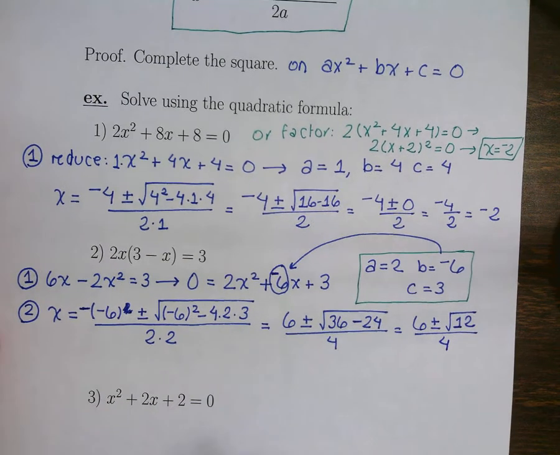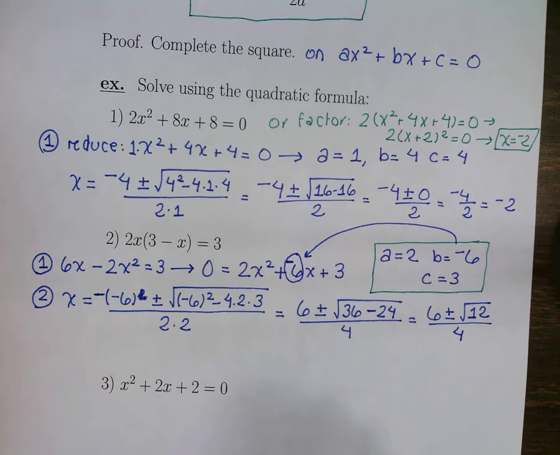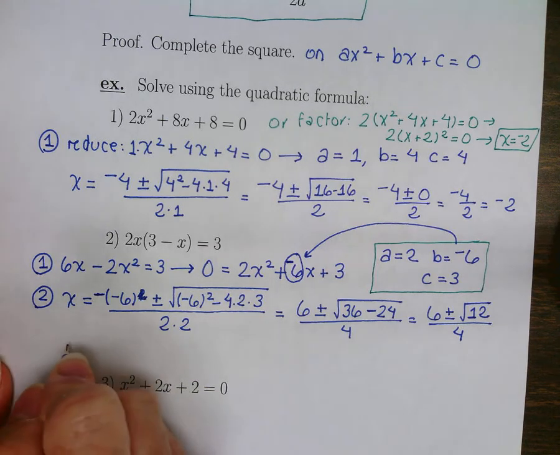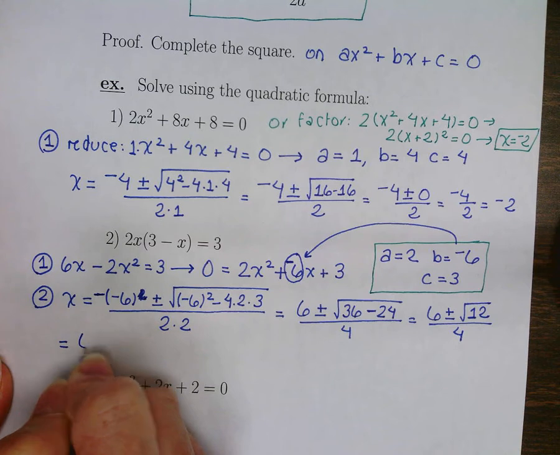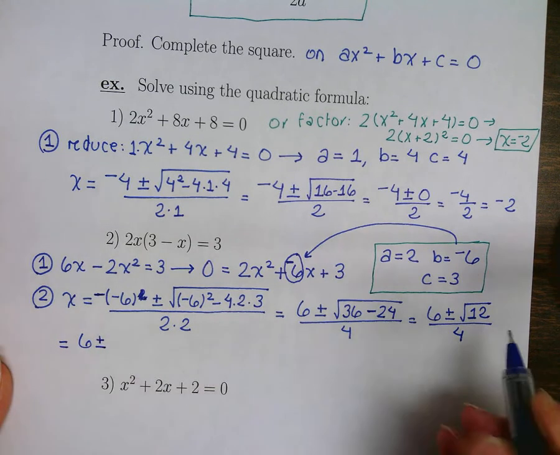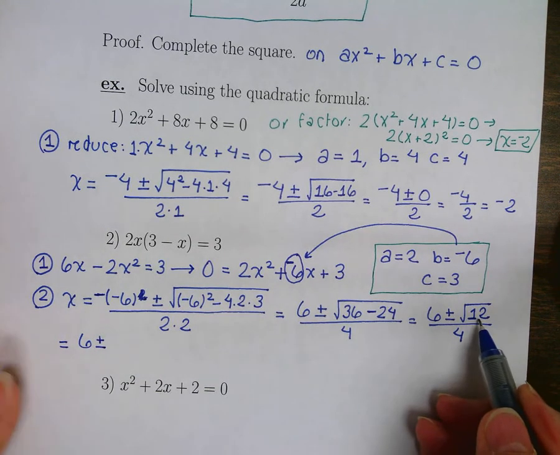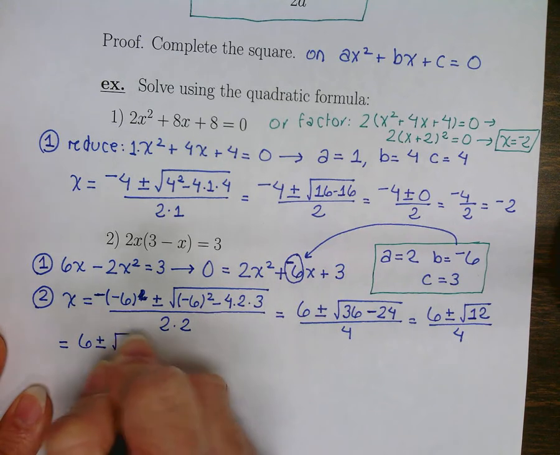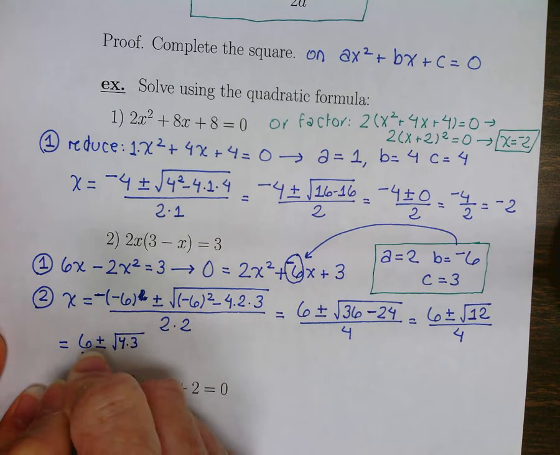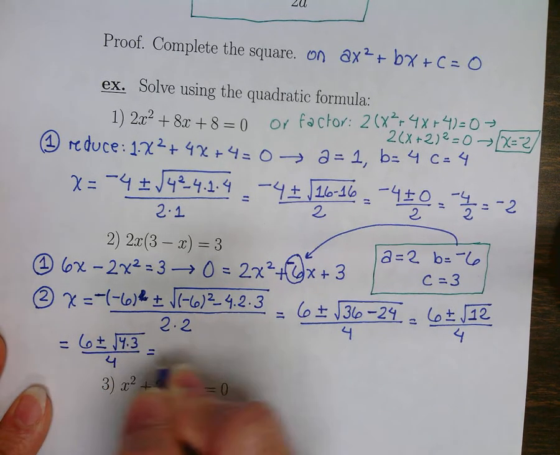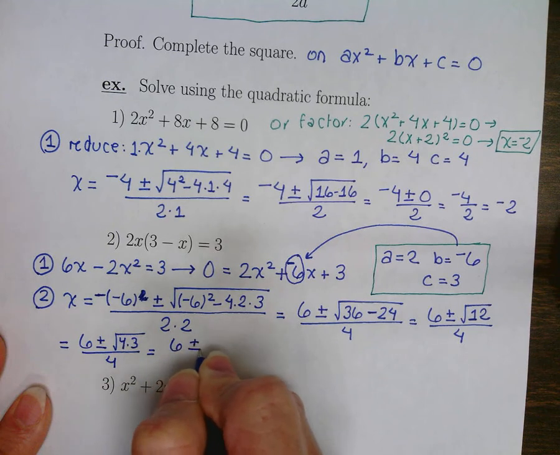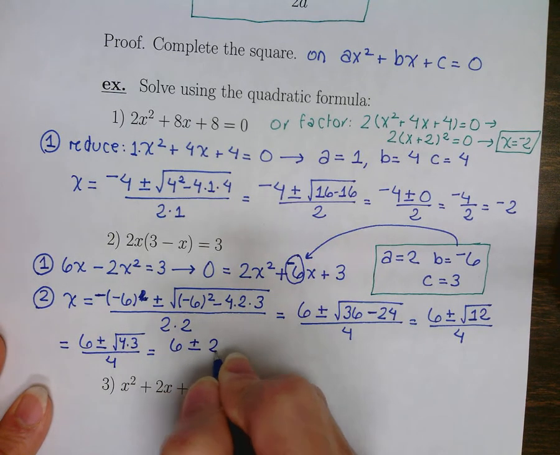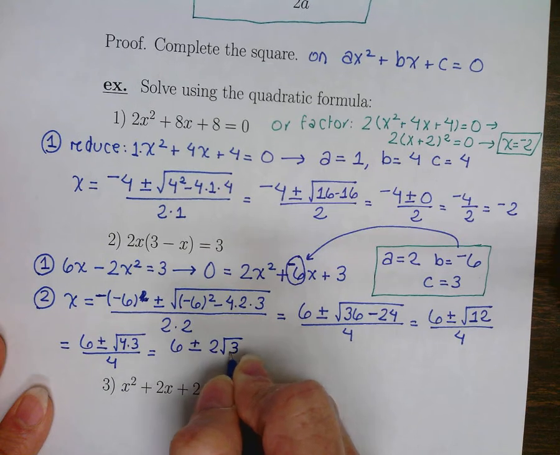Okay, now do I want to leave that answer in that form? And the answer is no. We want to reduce it as much as possible. So we continue working on this problem. We know that 12 is 4 times 3, so I can simplify within the radical by bringing the 2, the square root of 4, out.